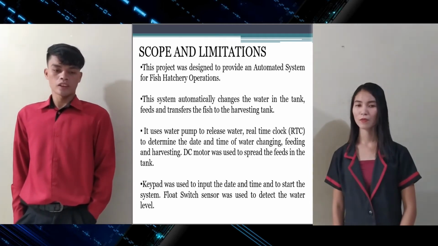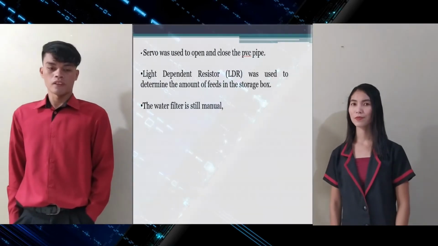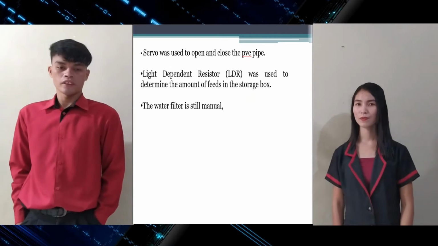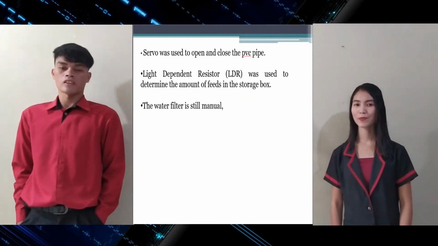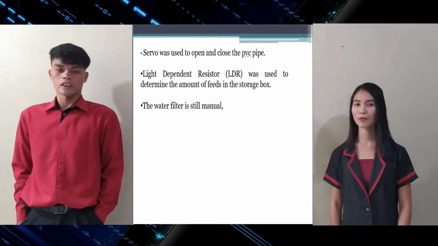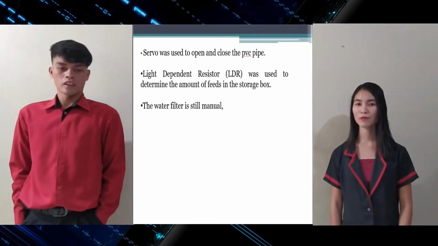Load switch sensor was used to detect the water level. Servo was used to open and close the pipe chute. Light-dependent resistor or LDR was used to determine the amount of feeds in the storage box. The water filter is still manual.